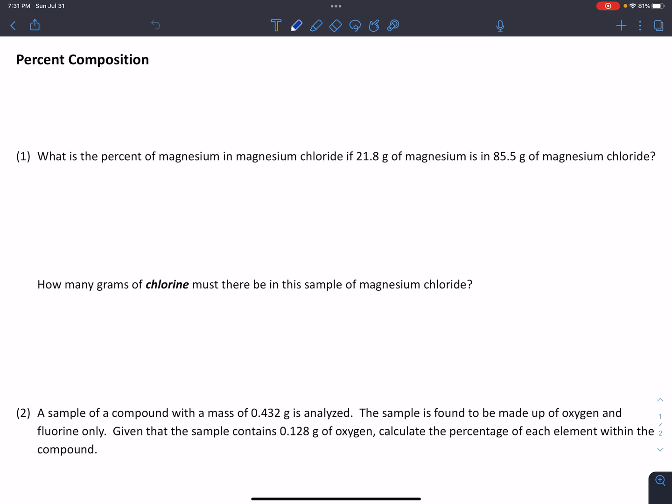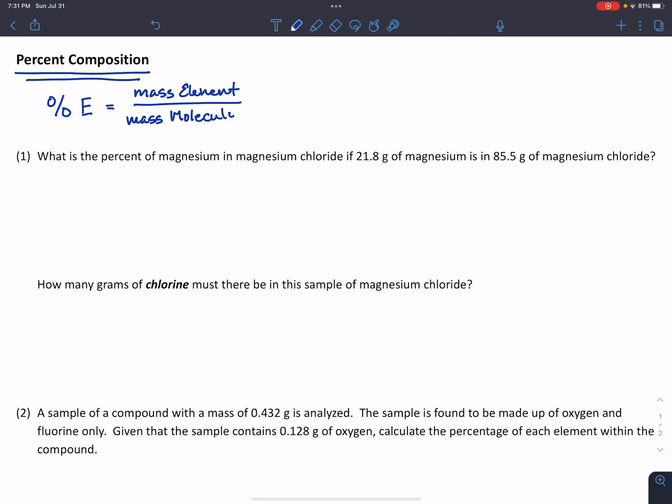First, to start, we need to remember what is meant by percent composition. Remember, a percentage of anything is the part divided by the whole. When it comes to chemistry, percent composition tends to be the percentage of an element within a compound, and to calculate that, we take the mass of that element and we divide that by the mass of the whole, which in this case will be the molecule or formula unit. Oh, I can't spell today. And then we multiply that division by 100%.